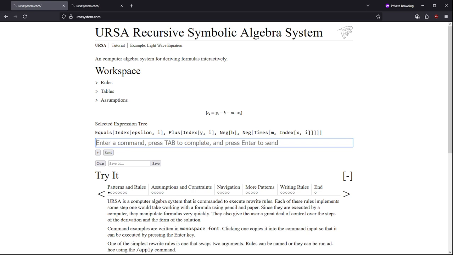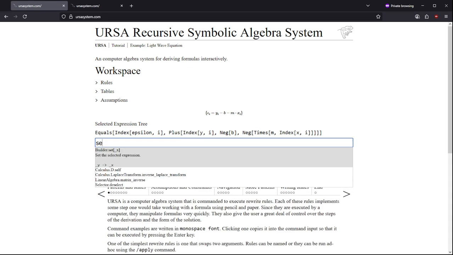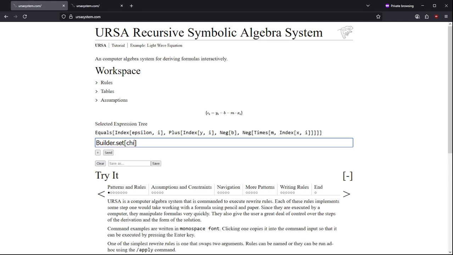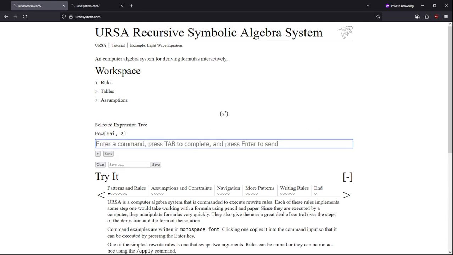So the formula for chi-squared, I'm going to use some builder rules to build a new expression. I'm going to start with set. Builder.set used to be called expression.set. Now it's under the builder namespace. But I'm just going to plug in chi-squared here. This just sets the expression to whatever we plug in. And then I'm going to use reflexivity, which is under builder, which just replaces something with that thing equals itself.